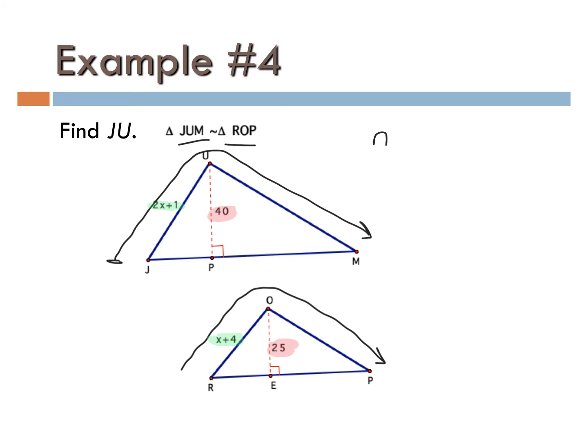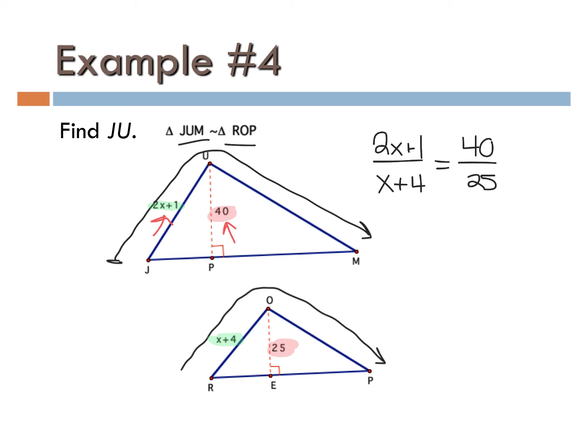I just could use my eyes and say, okay, 2x plus 1 over x plus 4 is going to equal 40 over 25. Again, I didn't have to do it this way. I could have said 2x plus 1 over 40, but then I have to follow that same order for the bottom smaller triangle. I would say x plus 4 over 25. It's up to you. I could say 25 over 40, that would equal x plus 4 over 2x plus 1. Many different ways.